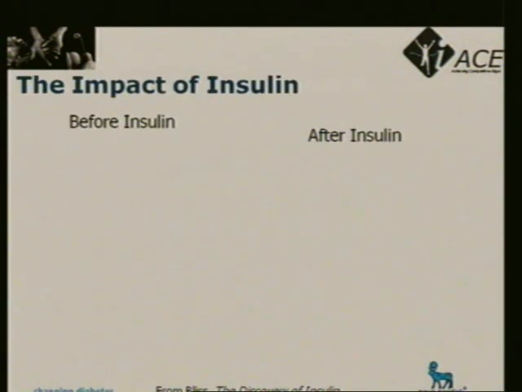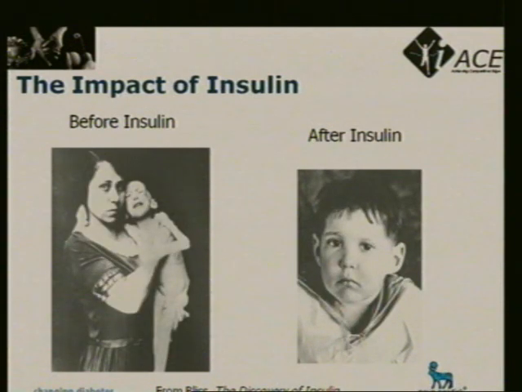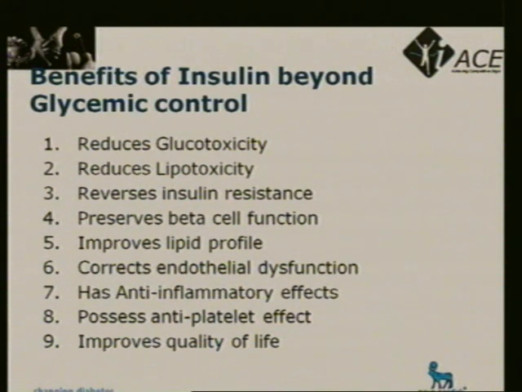And the very fact that insulin has an important role can be judged from this slide. This is one of the earlier patients who was treated with insulin, a type 1 diabetic obviously. And this is from the book The Discovery of Insulin by Bliss, who is a famous author on the history of insulin and history of diabetes. You can see that this little patient, who was cachectic and emaciated, after treatment turned out to be a healthy young child. So the benefits of insulin are beyond just simple glucose control.